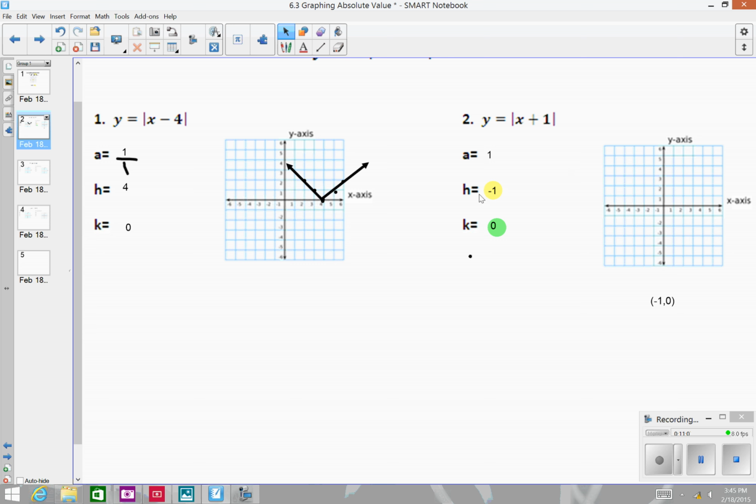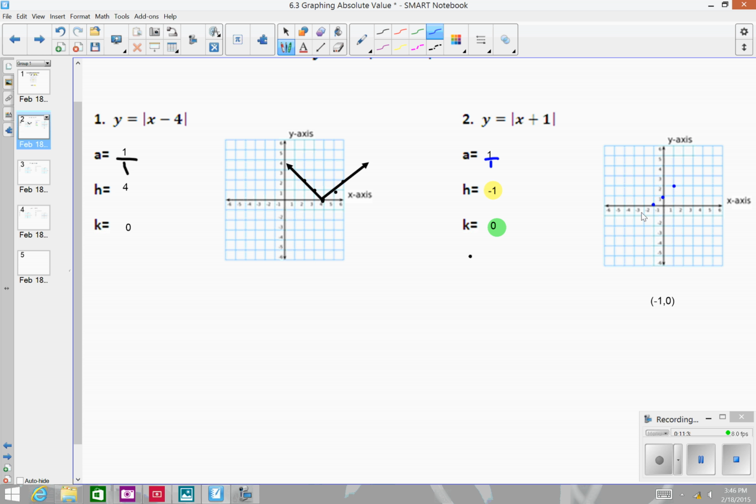Okay, so once I have my -1 comma 0, I'm going to go ahead and plot that. I'm going to plot my vertex in blue, so -1, 0 is right there. Okay, good. So now from that point, where am I going to move? Well, my slope is 1 over 1. So that means I'm going to rise 1 and then run 1, rise 1, then run 1.